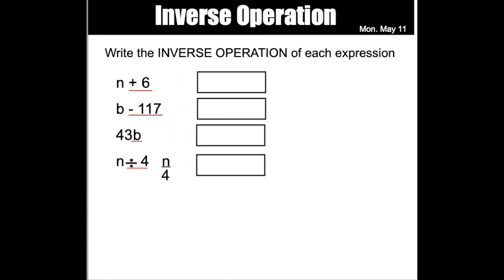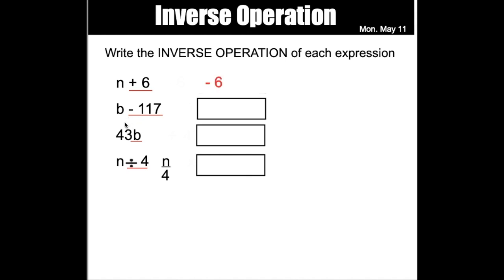Let's look at the inverse operation of each expression. If we were in class, I would have you write this on your whiteboards, but we're not, so you can either just write it on a piece of paper or you can just think about what it is in your head. Here we have 4 different expressions, and we're going to write the inverse operation of each expression. So I've underlined here the operation. It is a number plus 6. What is the inverse operation? Well, the inverse operation to adding 6 is to take away 6.